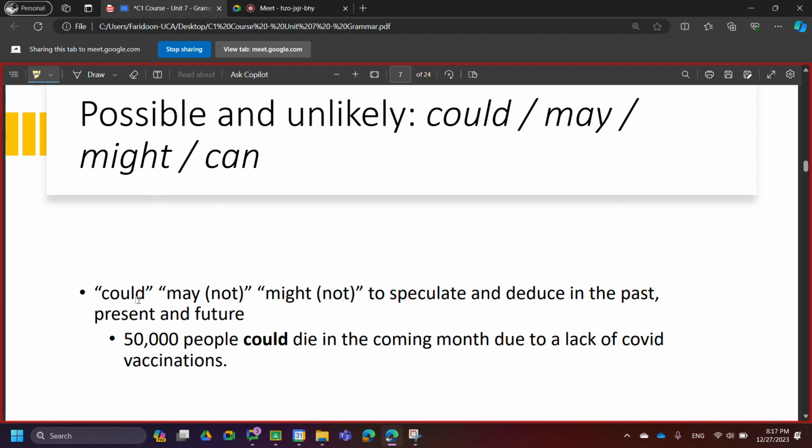Okay, starting with the first one. Could, may or may not, might or might not can be used to speculate and deduce about the past, present, and also the future. Example: 50,000 people could die in the coming month due to a lack of COVID vaccinations. Now, once again, this is not something that is 100% true, but it is a possibility.